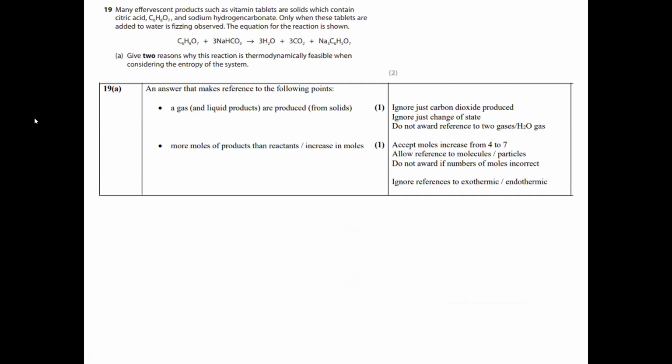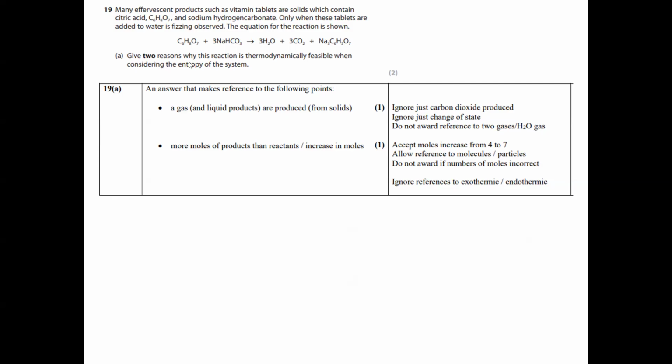If you go to question number 19, they're asking, many effervescent products such as vitamin tablets are solids which contain citric acid, C6H8O7, and sodium hydrogen carbonate. Only when these tablets are added to water is fizzing observed. The equation for the reaction is shown. Okay, so we have citric acid and sodium hydrogen carbonate. So from the vitamin tablets, you get water, carbon dioxide, and sodium citrate.